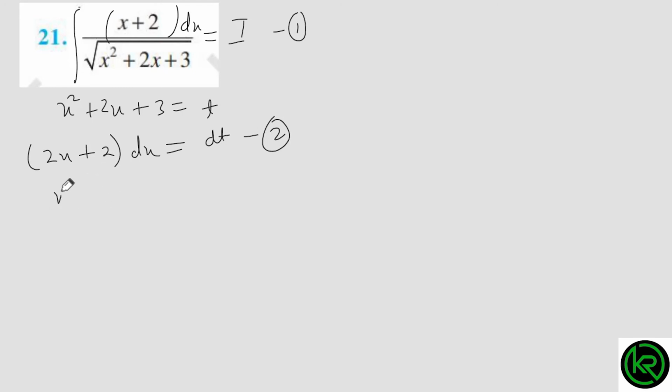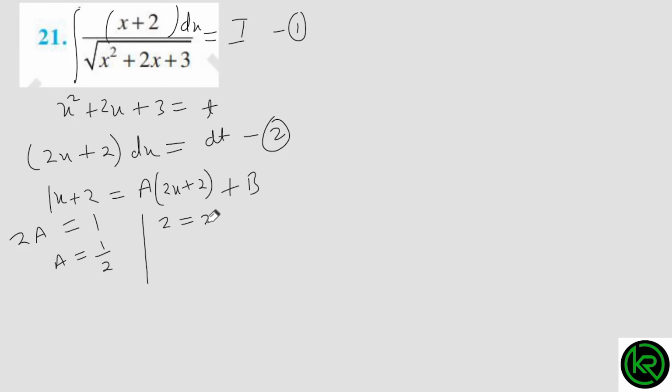Then students, we will again split the numerator, x plus 2 equals a multiplied by 2x plus 2 plus b. Now equating both side coefficient of x, here coefficient of x is 1, so 2a will be equal to 1 and a will be equal to 1 by 2, and here 2 will be equal to 2a plus b, and a value is 1 by 2, so 2 into 1 by 2 plus b, and this will cancel each other. 2 minus 1 is 1, so b is 1.